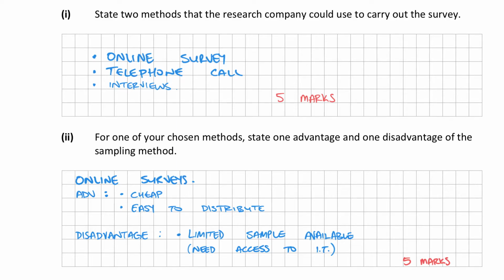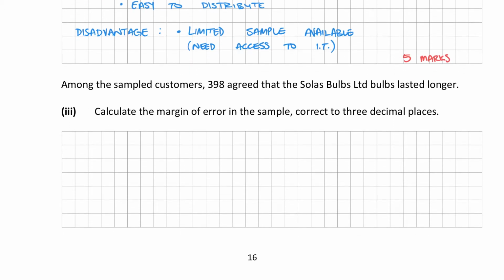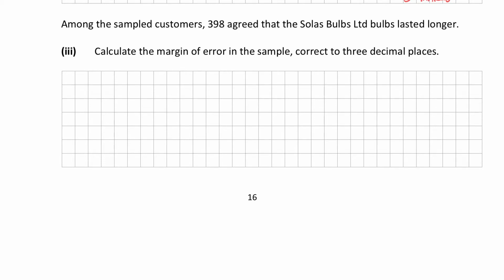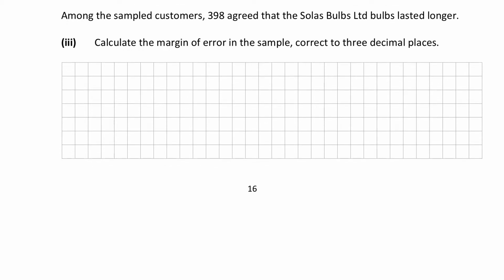So we're going to move on there and we'll do the next part, which is back to the kind of stuff that we typically see in the exam, that being the margin of error. Okay, so we can see that we're asked to calculate the margin of error, correct to 2 or 3 decimal places. Among the sample customers, 398 agreed that Solus Bulbs Limited lasted longer. Calculate the margin of error in the sample, correct to 3 decimal places.